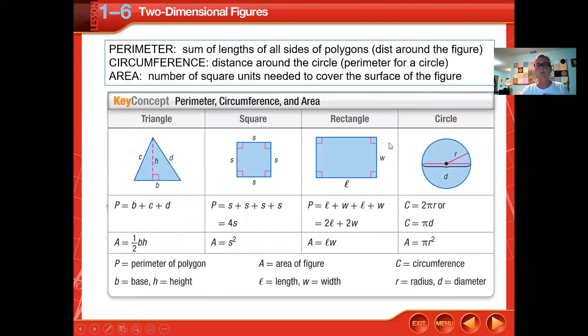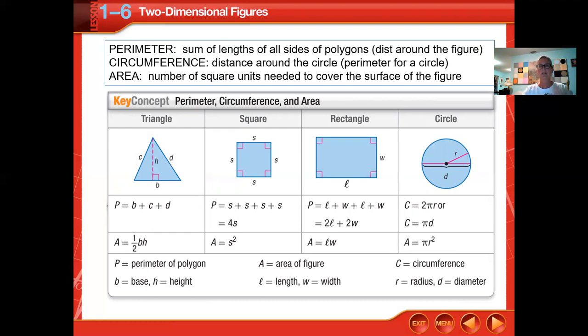This is a table from the book of very common formulas for perimeter, circumference, and area that I'm assuming you're familiar with, and if not, you can easily apply them to any problem. But at the top here, I've added the definition of perimeter and area because I know from the past that students will see the word perimeter and think they need a formula. And you don't always need a formula to calculate perimeter.